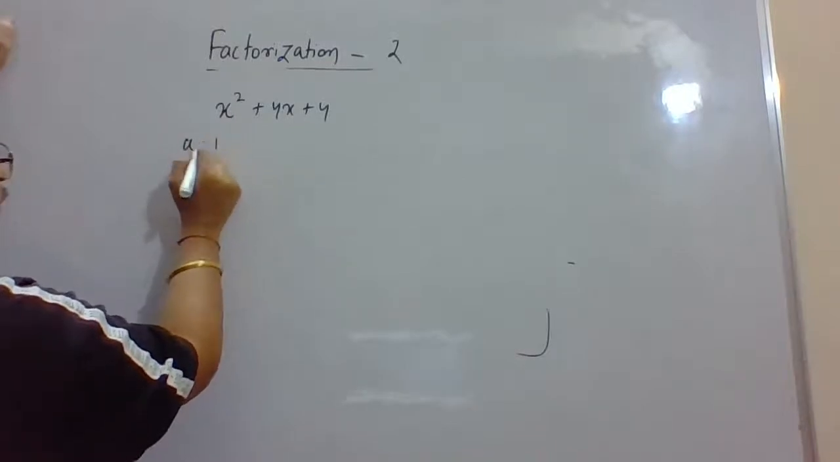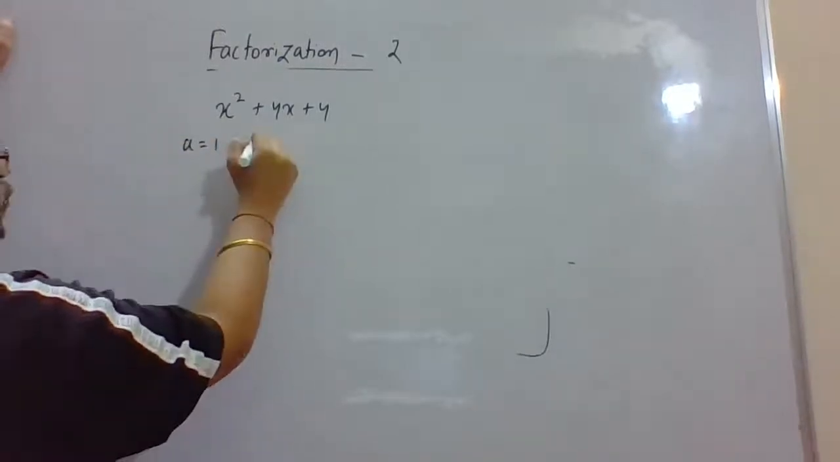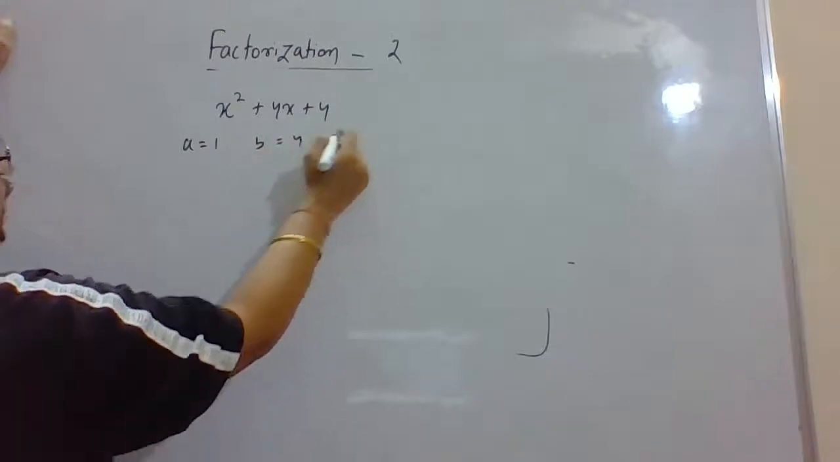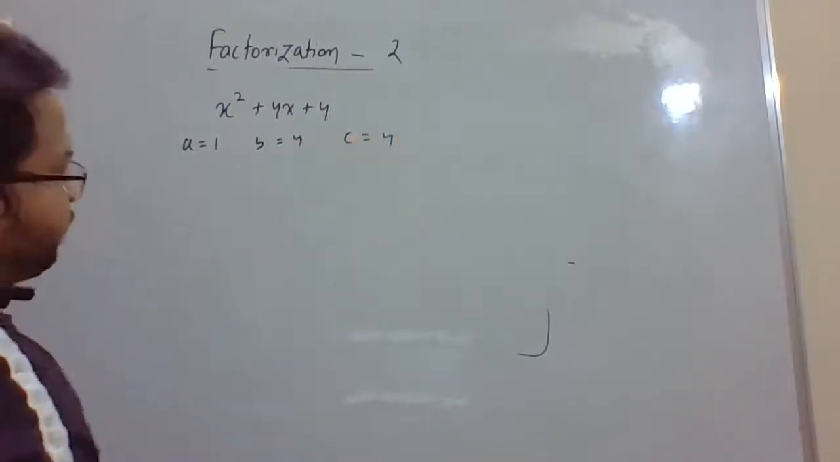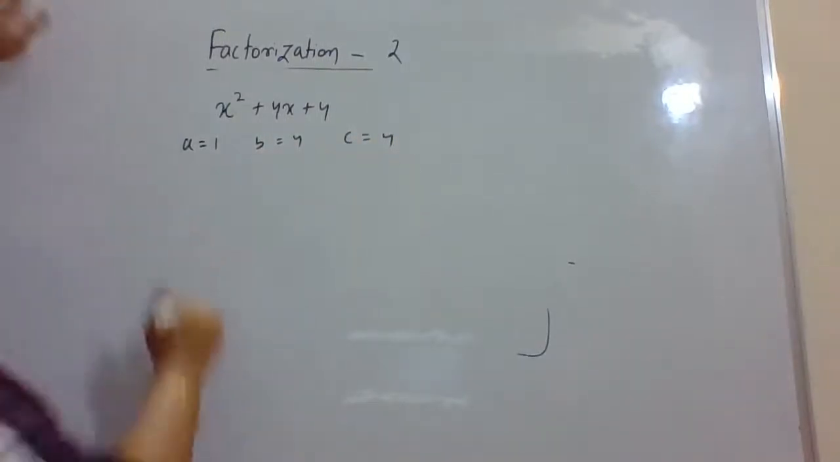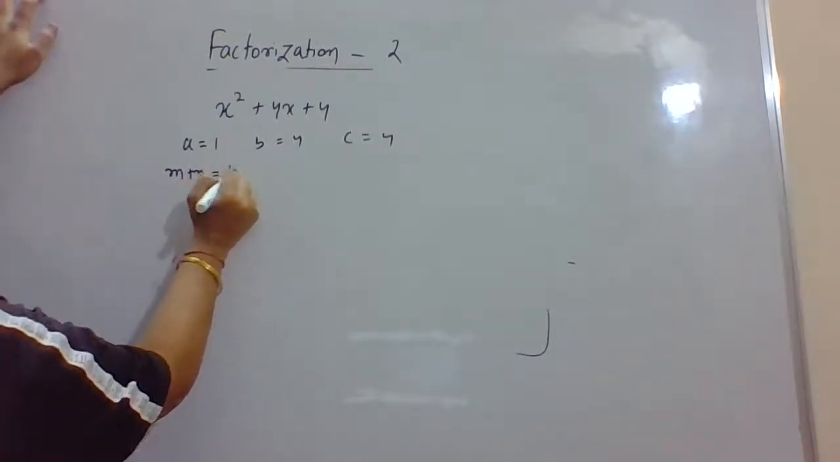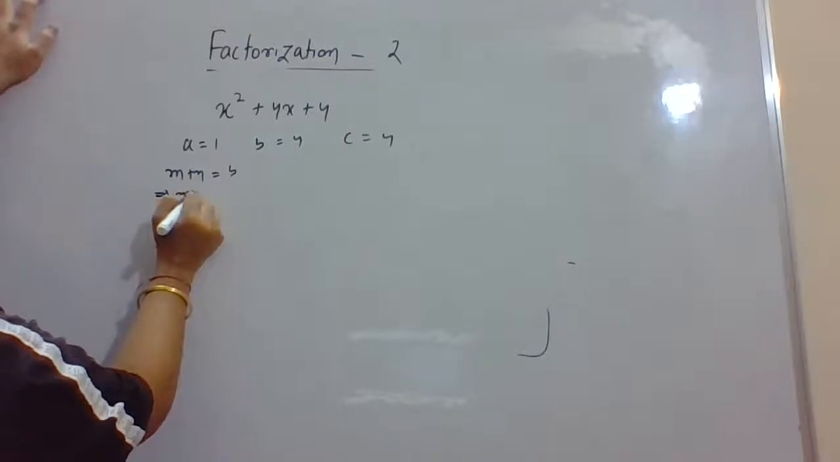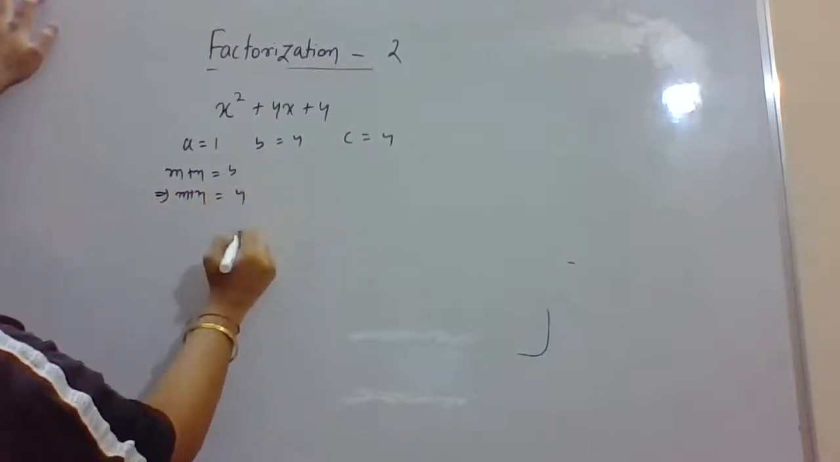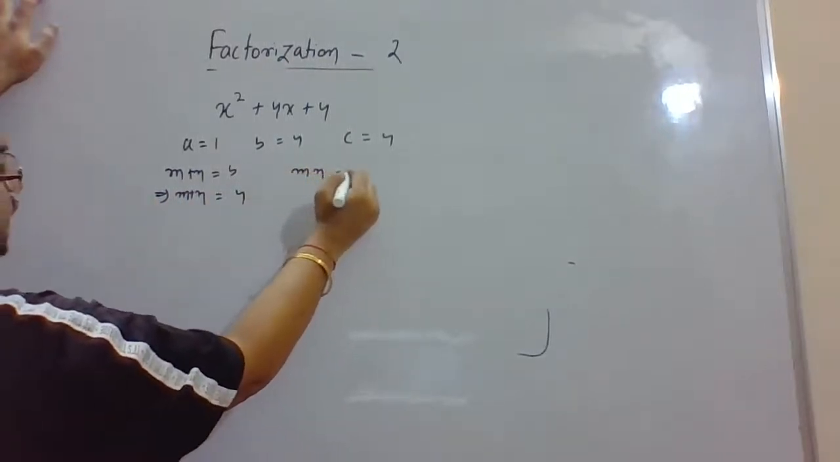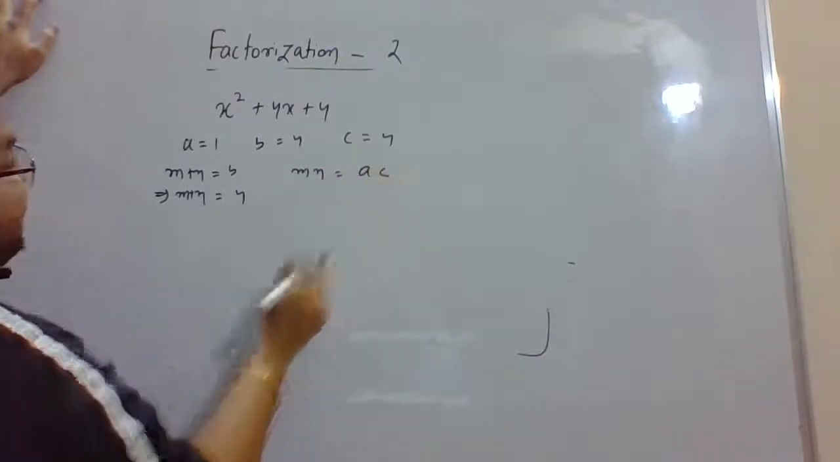So a equals 1, the coefficient of x squared is 1, b is 4, and c is again 4. Okay, so what is the value of m plus n? m plus n equals b. So m plus n is 4, and mn equals ac.